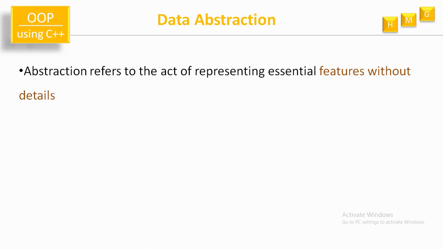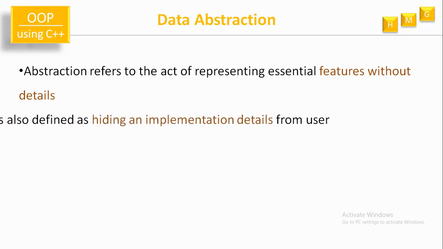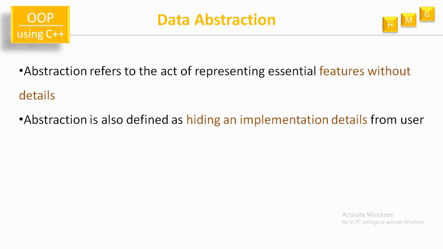What is data abstraction? The abstraction refers to the act of representing essential features without details. So we can explain anything in terms of its attributes or properties without its more details. That is nothing but the abstraction. The abstraction is also defined as hiding the implementation details from the user.